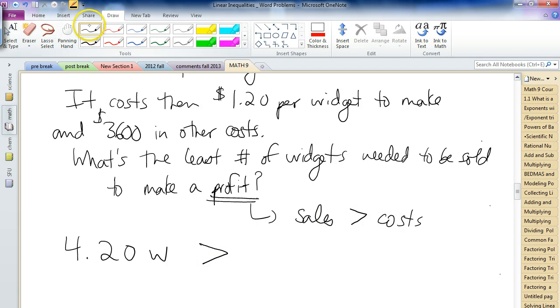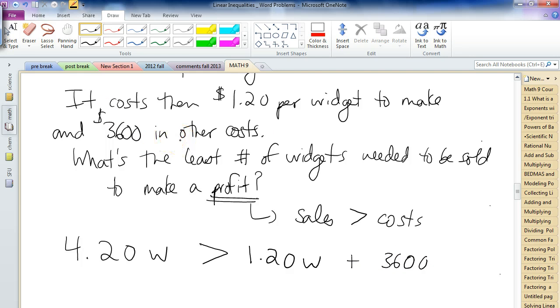What are the costs? It costs $1.20 per widget. So each widget, I don't need the dollar sign. Let's do 1.20 for each widget sold. So to figure out how much the costs are going to be, we will times that by the number of widgets. And plus 3,600. That's just reading the word problem, which you got to do.